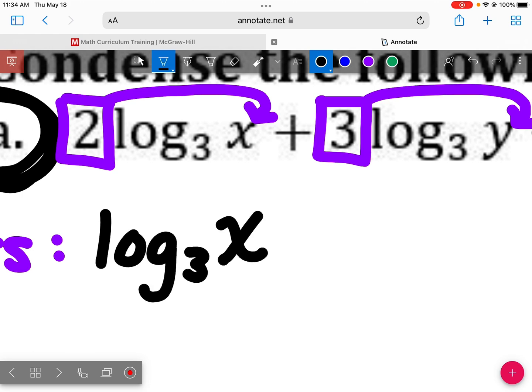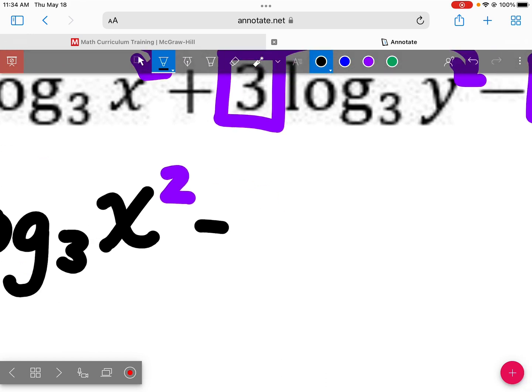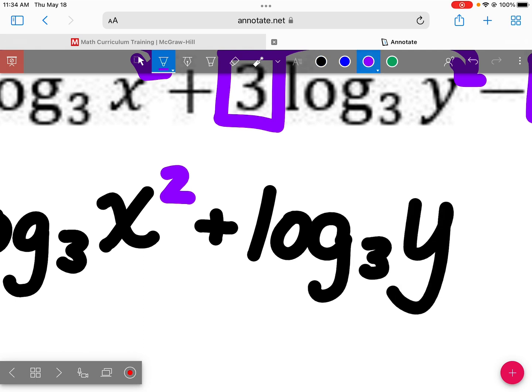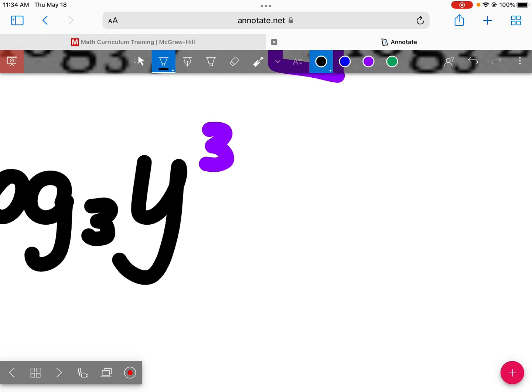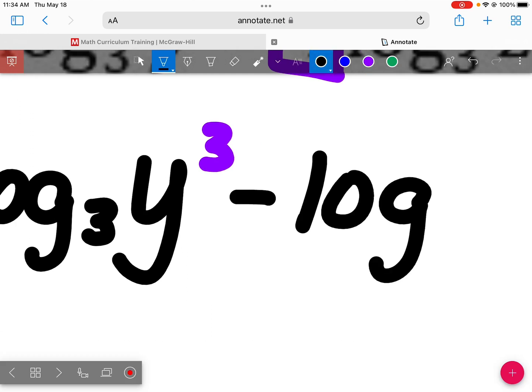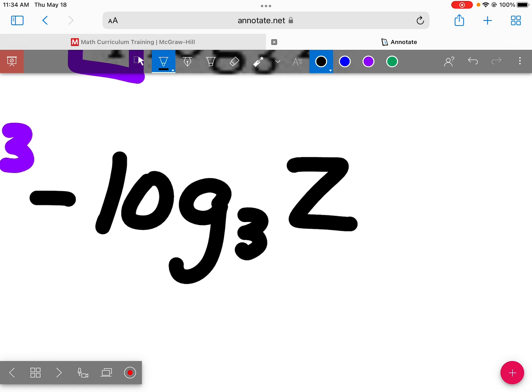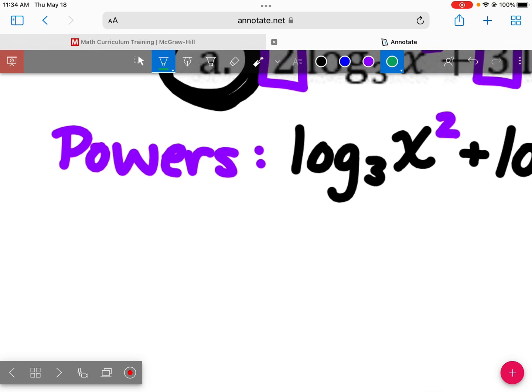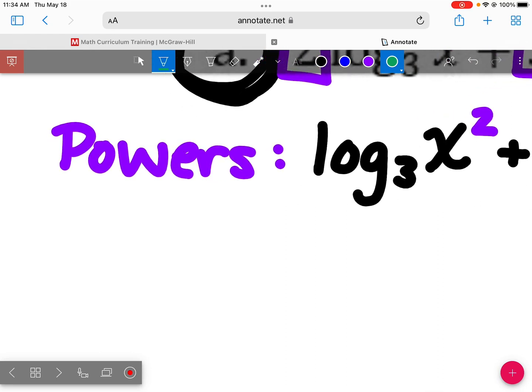So log base 3 of x squared plus log base 3 of y cubed minus log base 3 of z to the 4th. Yes. The numbers out in front, the coefficients, will become exponents. They'll become powers on the argument right behind it. Powers are exponents, yes.